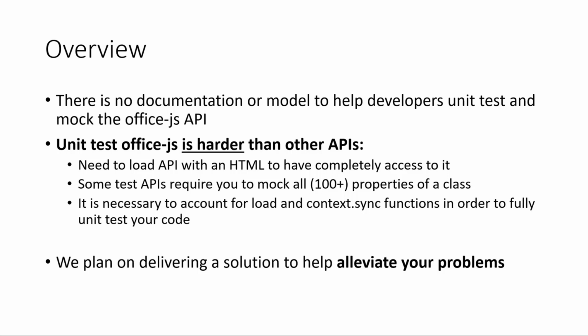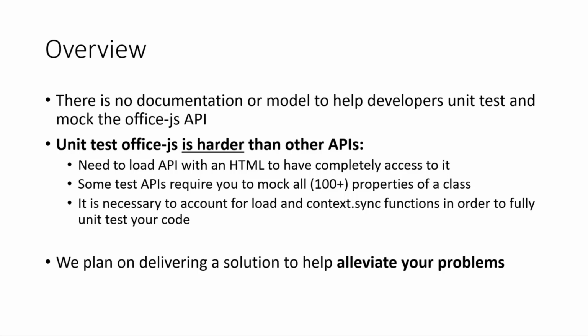Other than that, unit testing Office.js is normally harder than other APIs, and I'm going to list some problems that I have faced. First, you need to load the API with an HTML file to access it completely. This makes sense for production and development, because you need to load your add-in in HTML, so there's no problem there. But from a testing perspective, it's really bad to need an HTML file just to access the API, because it takes time to set up and is more hassle. More problems can occur if you do more things than needed.